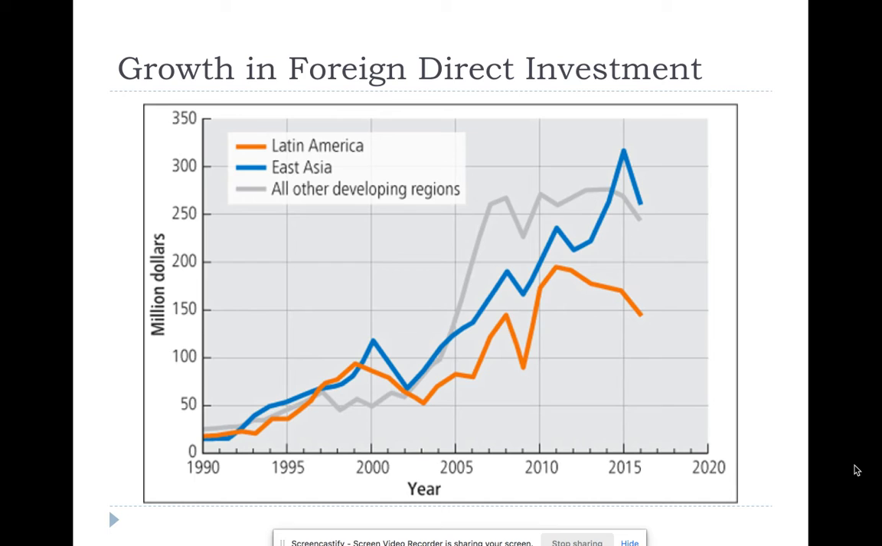Here's your growth in foreign direct investment. So you can see a lot more growth happening in Latin America, East Asia. Like you said, a lot of it going into East Asia. And you can see all the rest of the world then is the gray line there. All right, all the other developing regions. So that includes the rest of Asia. That includes the rest of Africa, everything there.